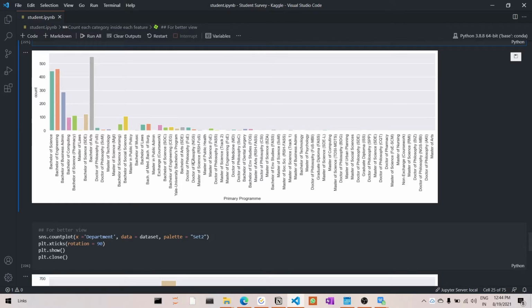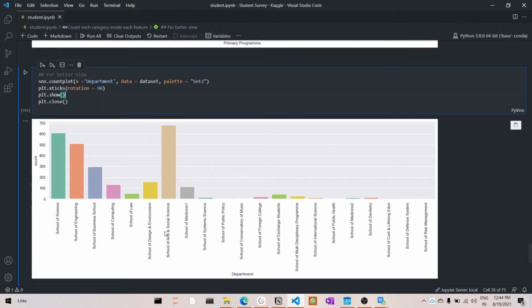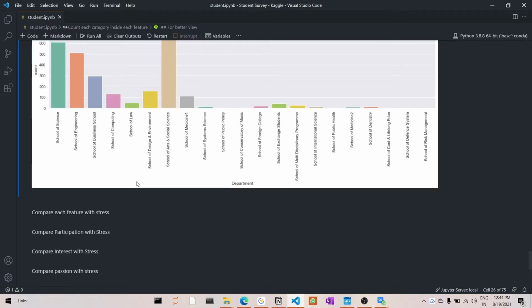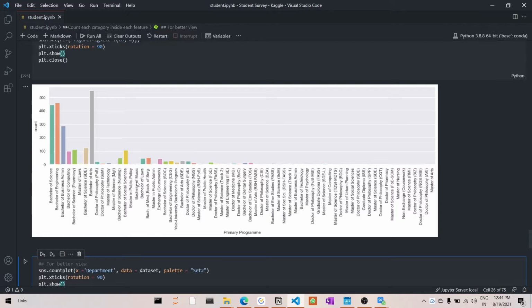Then let's see the primary program. You can see different programs. Then we can see different departments. You can see the highest department count is School of Arts and Social Science, followed by School of Science. This is how we can see the count of each category present in each feature of our dataset.